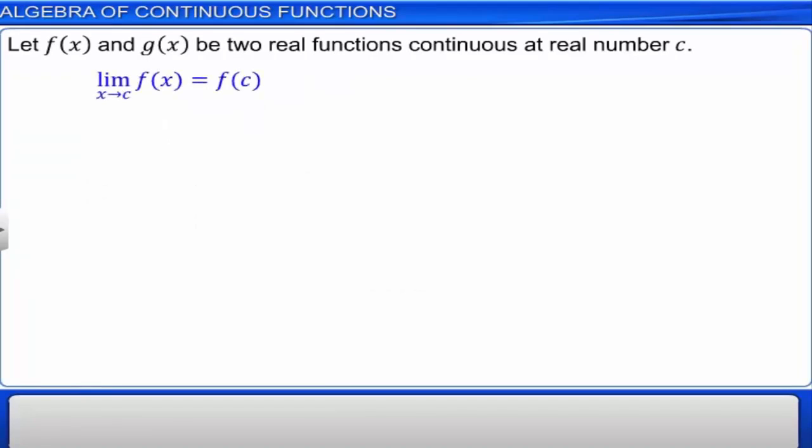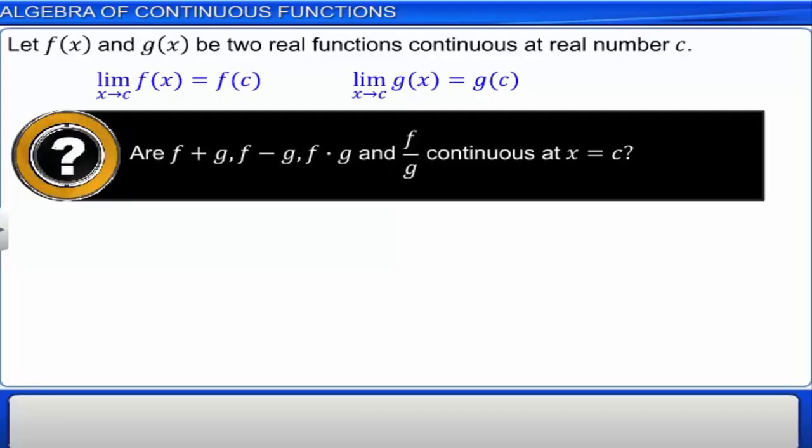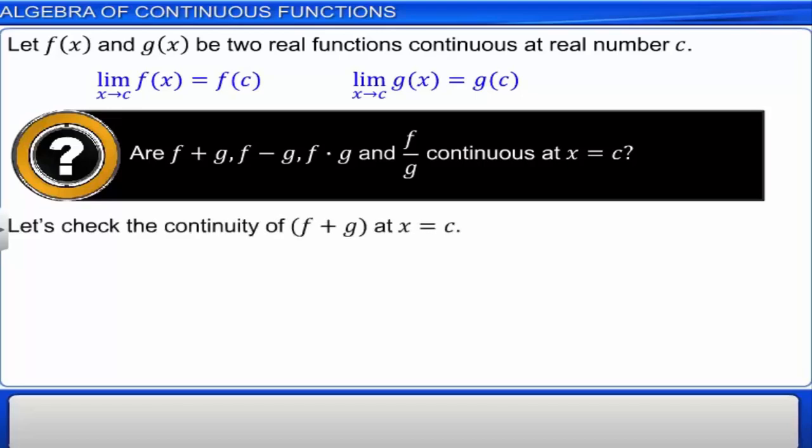Consider two real functions, f of x and g of x, continuous at real number c. What can you say about the continuity of the sum, difference, product and quotient of these functions at x is equal to c? Let's begin by checking the continuity of f plus g at x is equal to c.